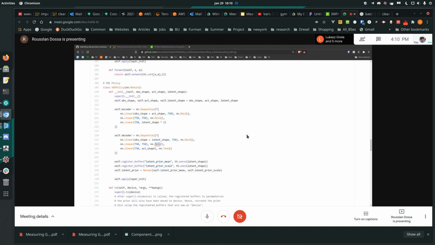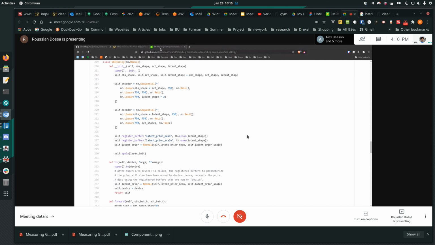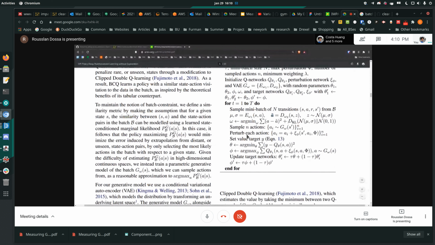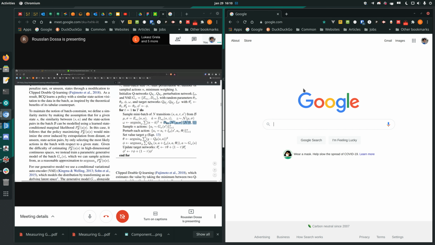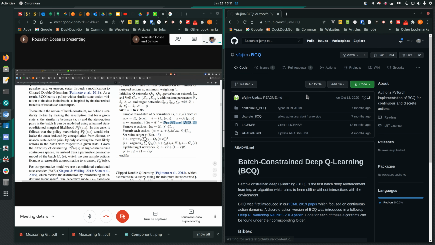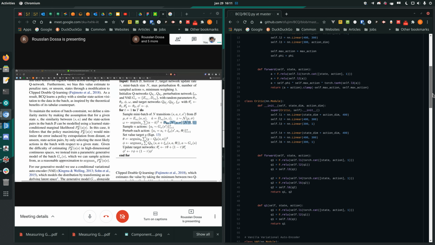So code-wise, quick question. I noticed you have a register buffer. What's that? Okay. The register buffer is in the algorithm here. We need to take a KL divergence between the distribution of the latent Z and the prior. So the idea here is that we want to force the distribution of the latent to be close to a normal distribution so that we can sample easily from the latent to get what we want.